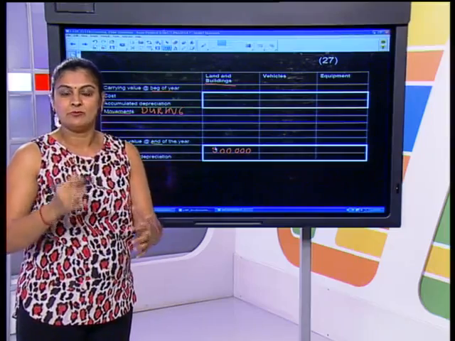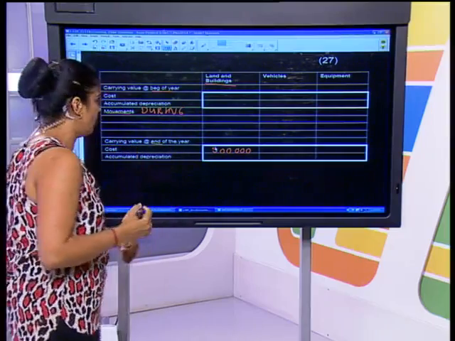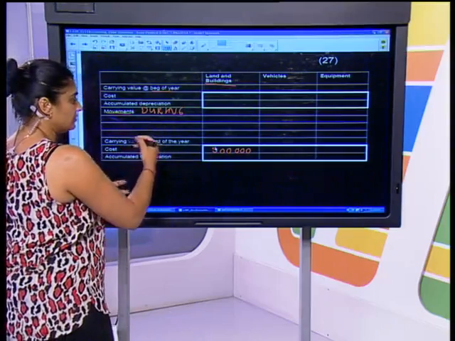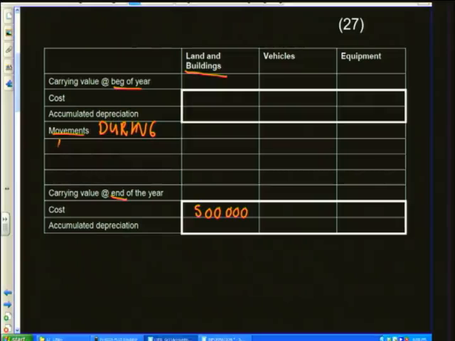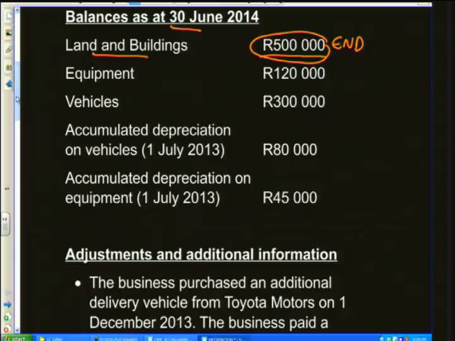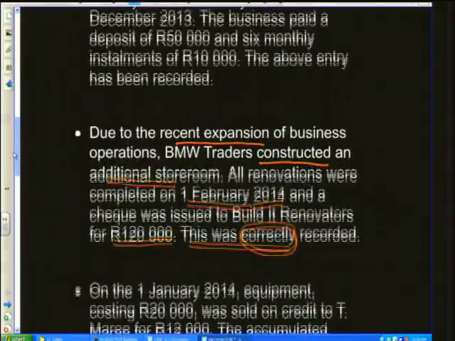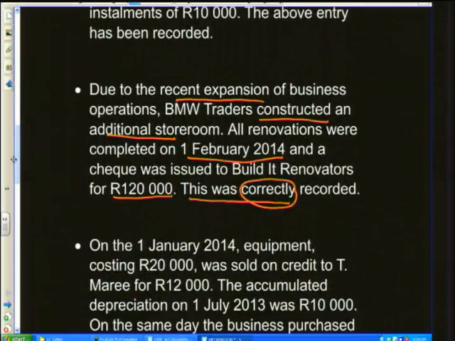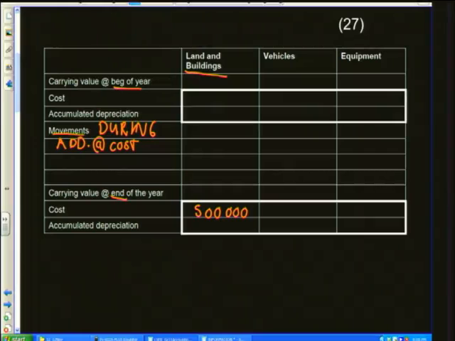Right, what happened during the year? On the 1st of Feb, we obviously constructed an additional storeroom. So under movements, which refers to what happened during the year, there was an addition. And remember, addition is always recorded at cost. So let's go back to the information and see what the cost of construction was. I think it was 120,000. Yes, it was. So 120,000. Let's take that information through. So addition at cost 120,000.